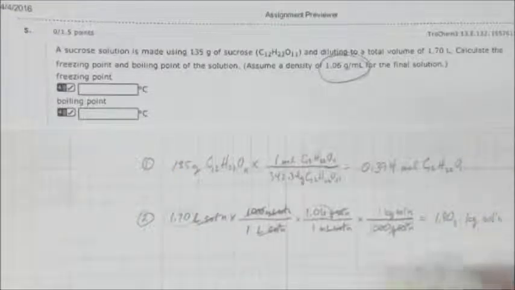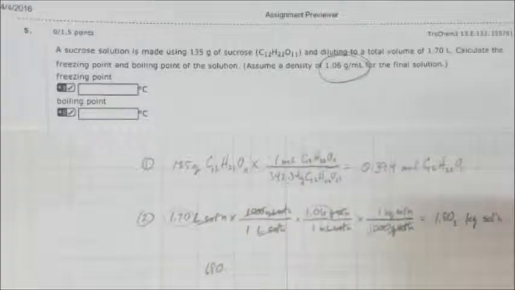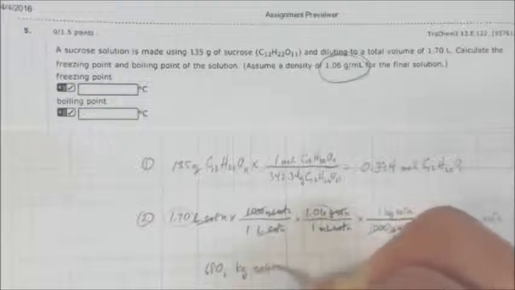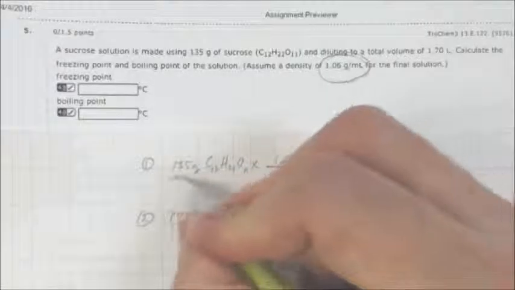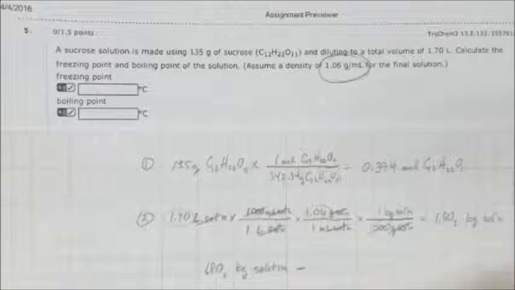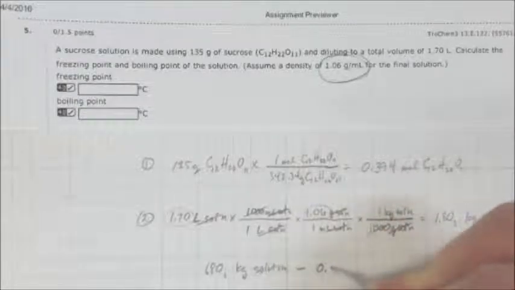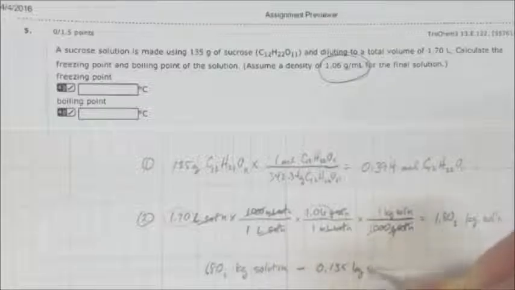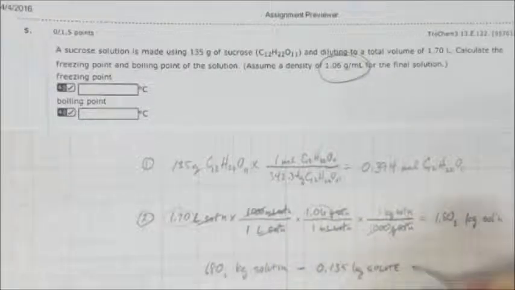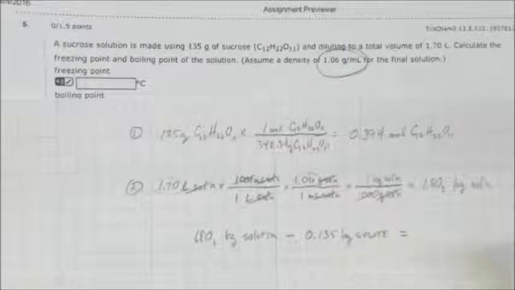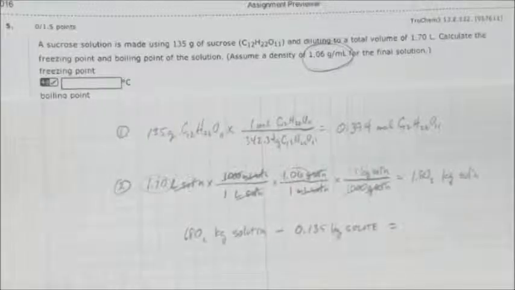So this 1.802, if we got that down there, this is kilograms of solution. And I need to subtract off of that the grams of solute, right up here. Let me convert that to kilograms. It's just 0.135. If I move the decimal 3 places to the left, 0.135 kilograms of solute. If you subtract the solute away from the solution, that leaves you with the solvent.